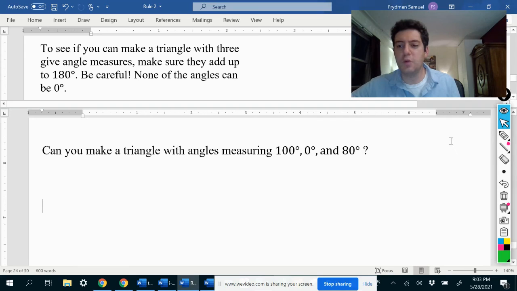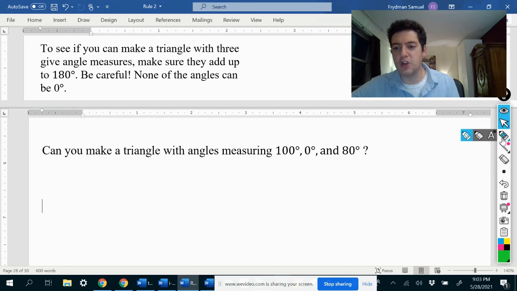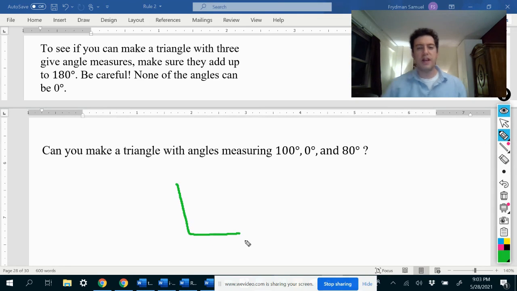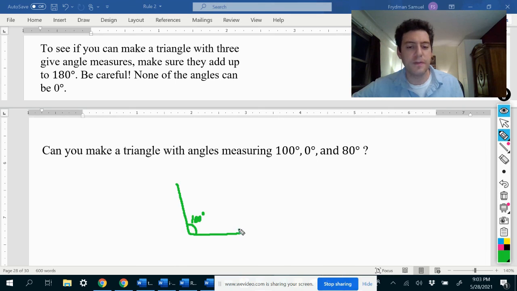And I'll do a quick sketch over here. If you tried drawing, well, let's make a quick sketch of a 100-degree angle. So it would look to be about this, right? And a right angle is 90 degrees. This would be 100 degrees would be a little bit more. Okay, so it would look something like that. So let's say that this angle is 100 degrees. Then if I tried drawing another angle which was 80 degrees.